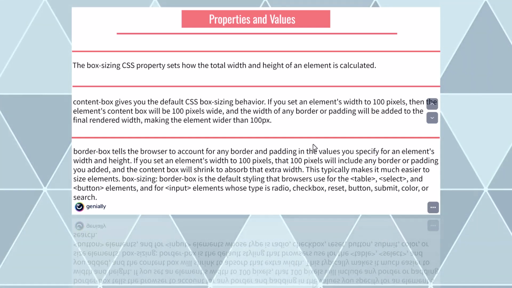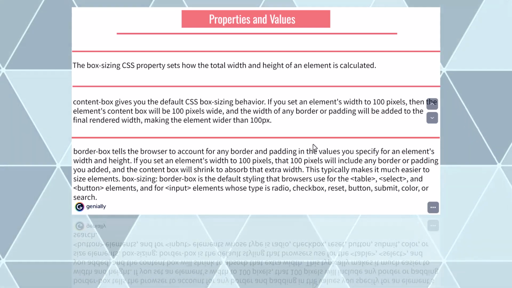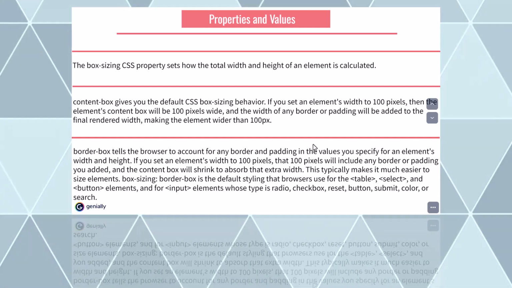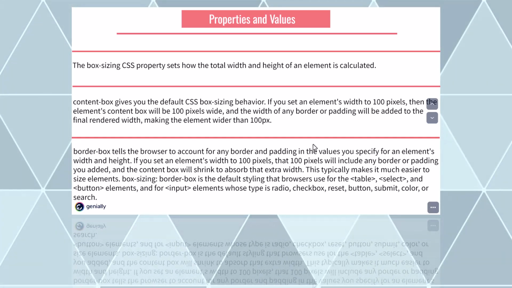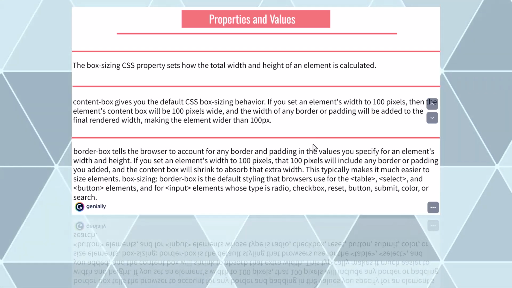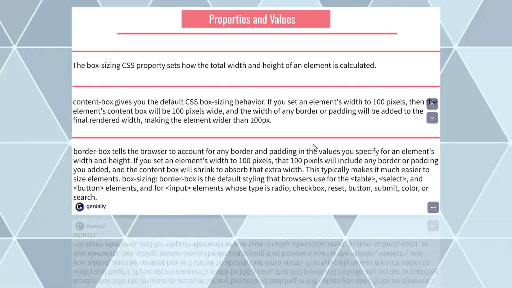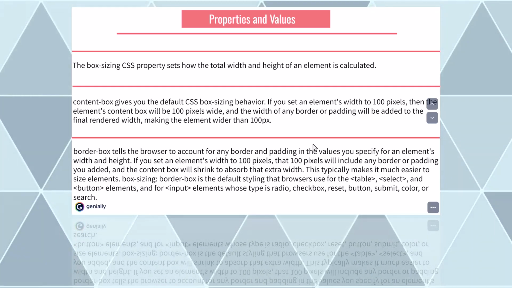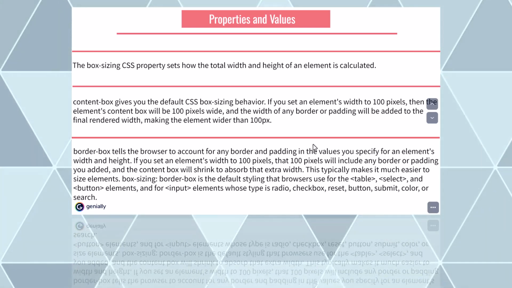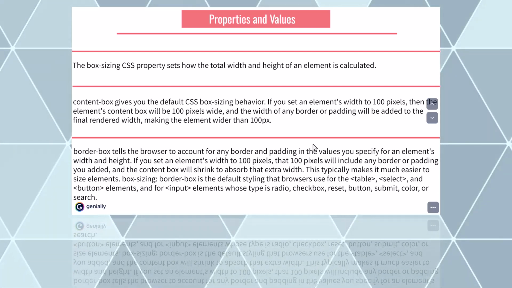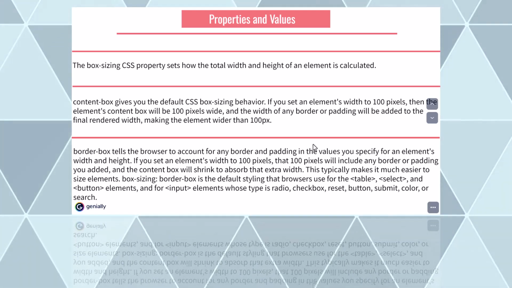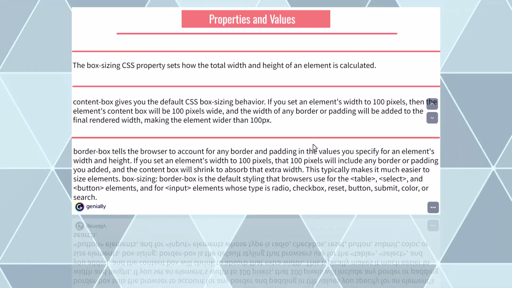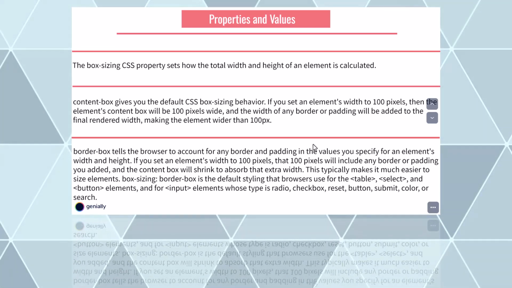The border box does not add, it makes sure it absorbs the definitions. The border box tells the browser to account for any border and padding in the values you specify for an element's width and height. If you set an element's width to 100 pixels, that 100 pixels will include any border or padding you added, and the content box will shrink to absorb that extra width. This typically makes it much easier to size elements.